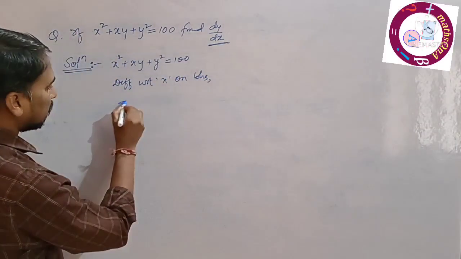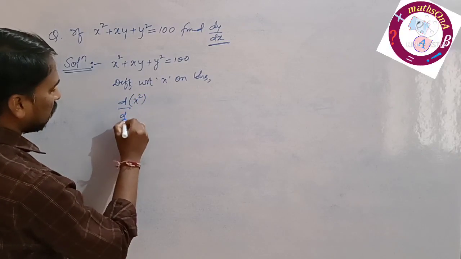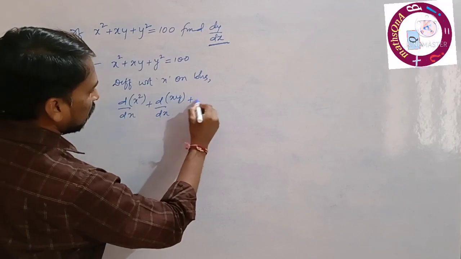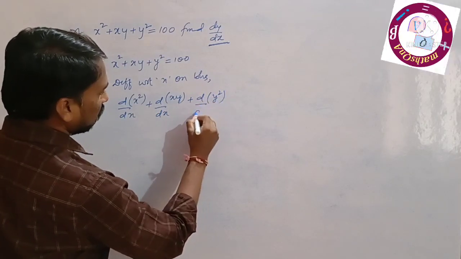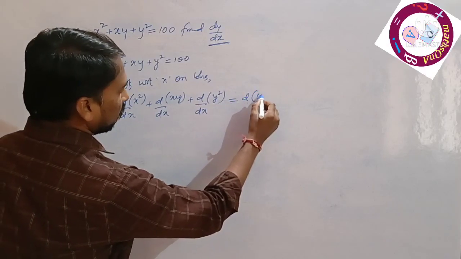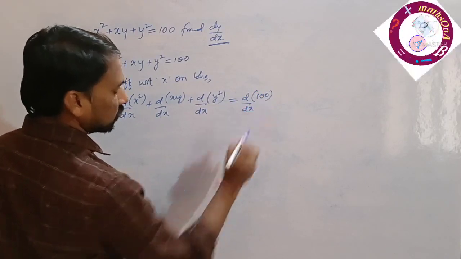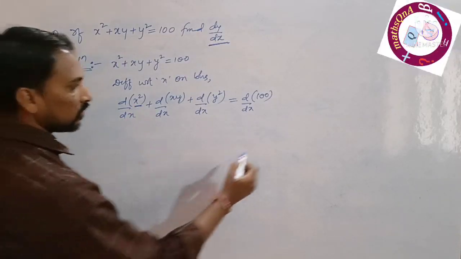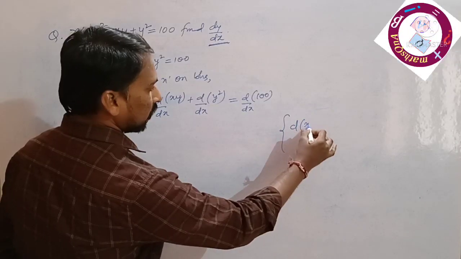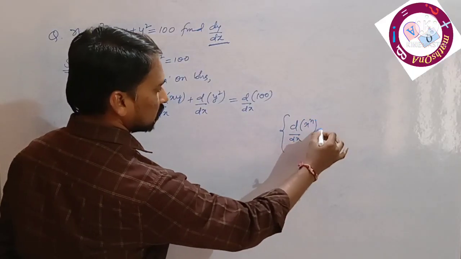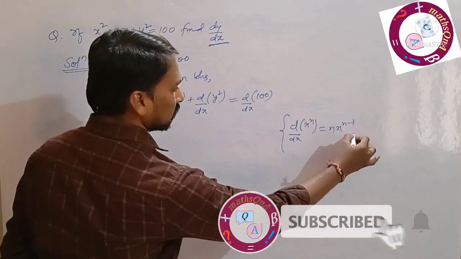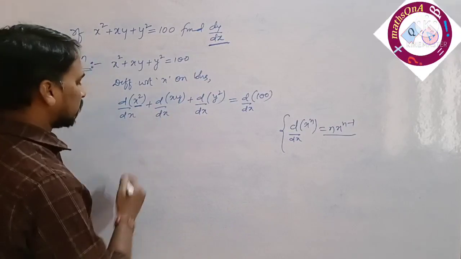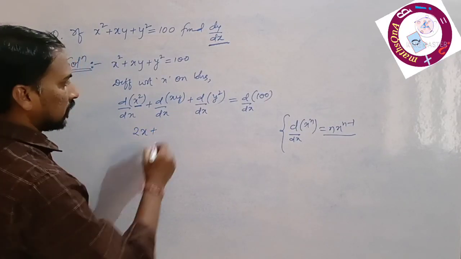Now separately differentiate here. Derivative of x square with respect to x plus derivative of x into y with respect to x plus derivative of y square with respect to x is equal to derivative of 100 with respect to x. I have written it here separately. Now differentiate x square. We know the formula, derivative of x power n with respect to x is equal to n into x power n minus 1. By using this formula, or directly we know that derivative of x square is 2x.